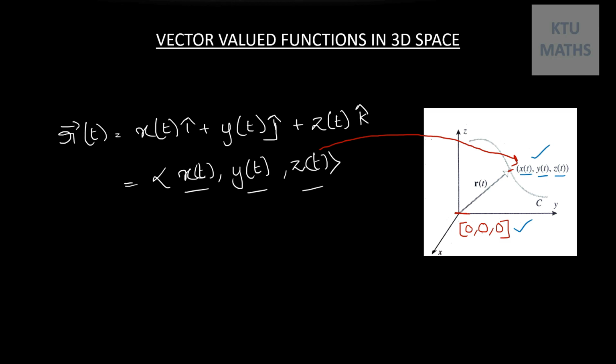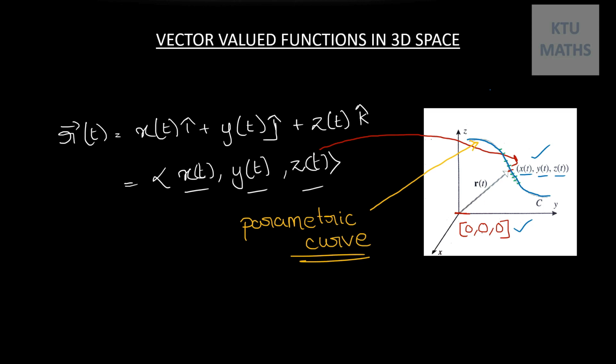Now by substituting each value of t, we can get an infinite number of terminal points, and by joining those terminal points we can get a path like this. And this path in a vector valued function is called a parametric curve. I will write it down. Parametric curve. It is the path traced by the terminal points. Now this is the geometrical interpretation of vector valued functions.